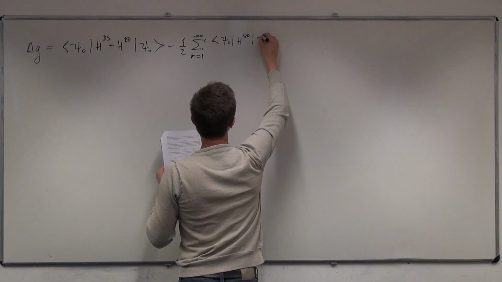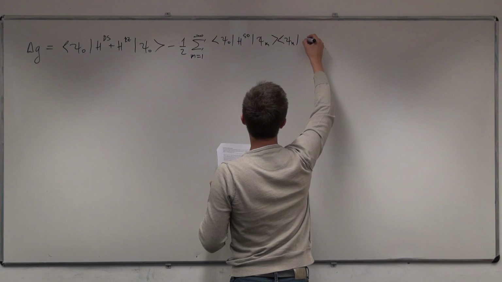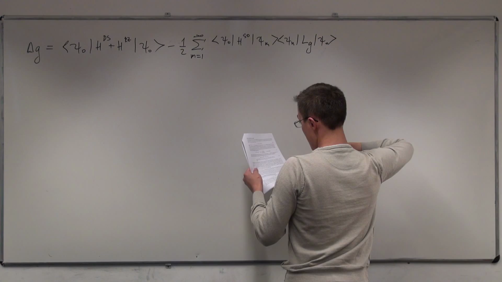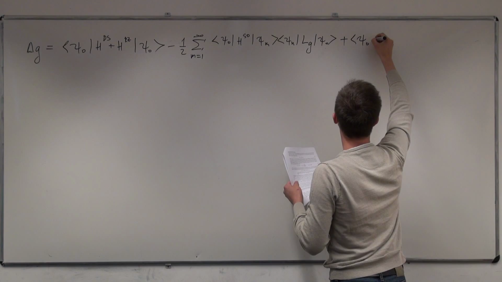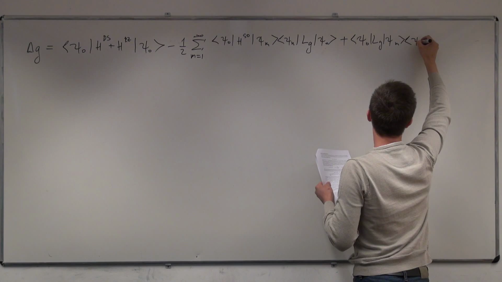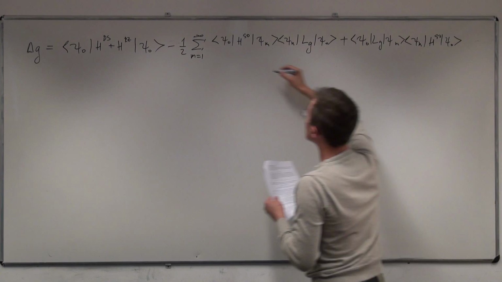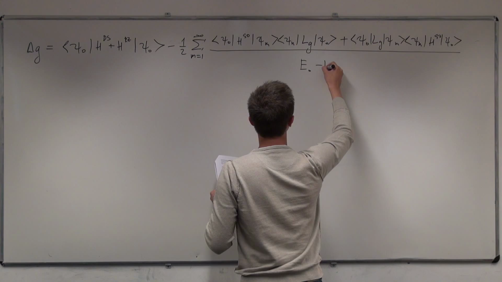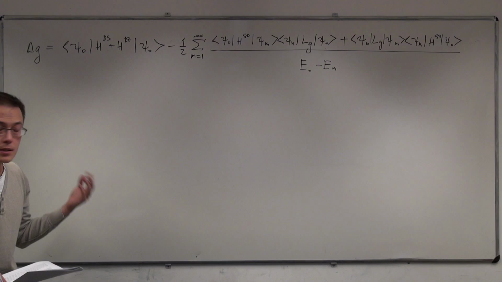ψM, L_G, ψ0, plus the complex conjugate of the term, ψ0, L_G, ψM, H_SO, ψ0. So you can recognize that second order perturbation theory expression that we've just derived, but for the ground state, because we would like to have the g-tensor in the ground state.